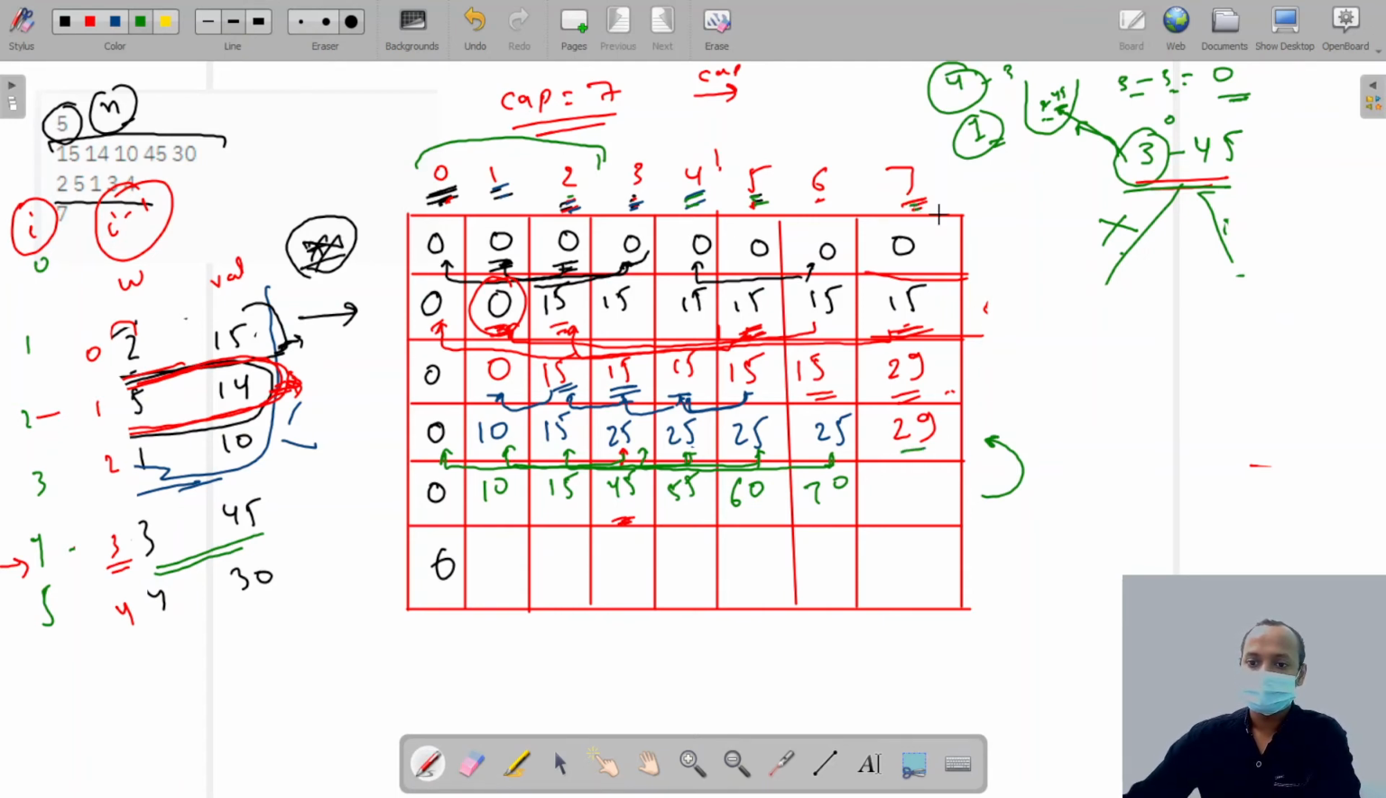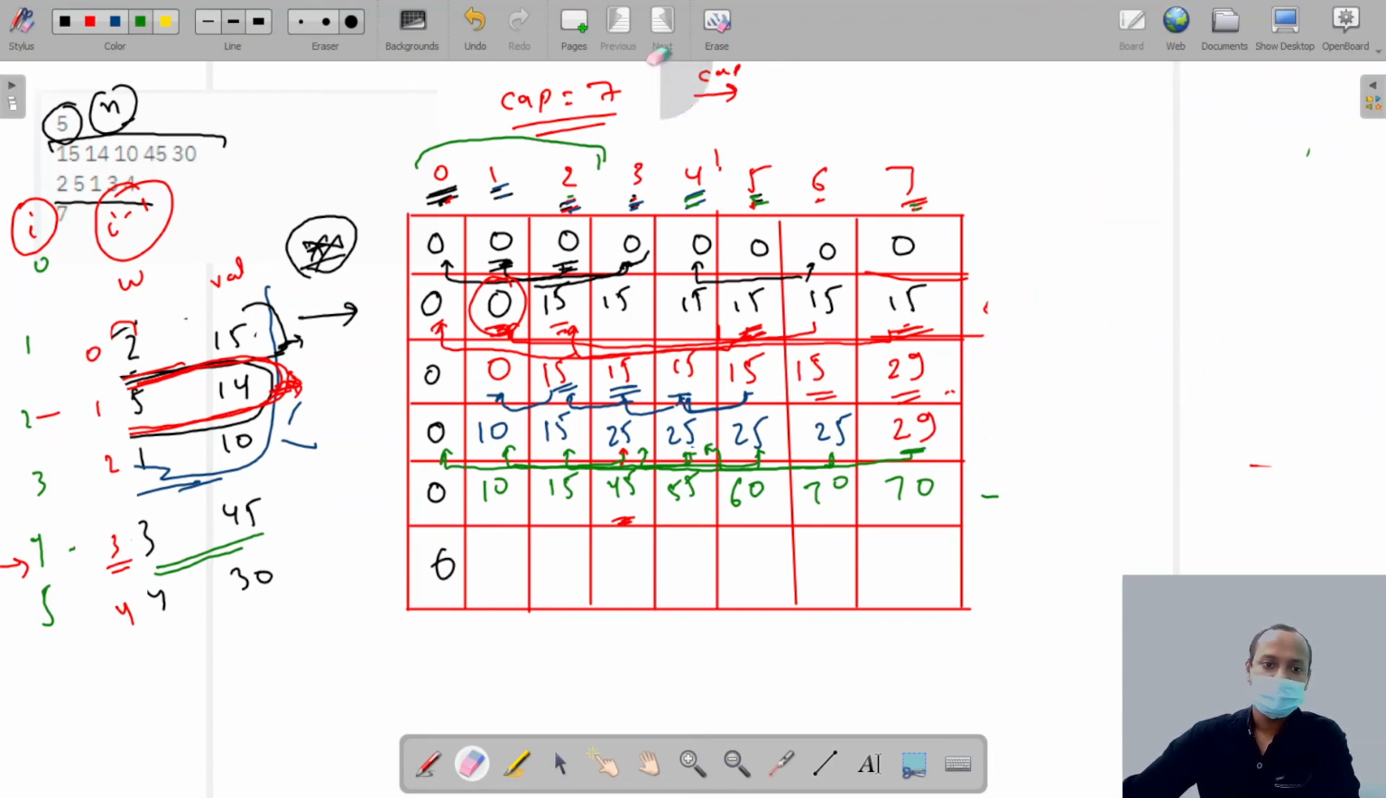Now we have 7 capacity. So the capacity of the bag is 7. Now first we exclude this item. If we exclude this item, we get 29. And if we include this item, the capacity left is 7 minus 3, that is 4. So we check at 4, we get 25. So I'm writing 25 plus the value of the item, that is 45. Total is now 70, and the maximum of these two, after excluding and including the item, is 70.